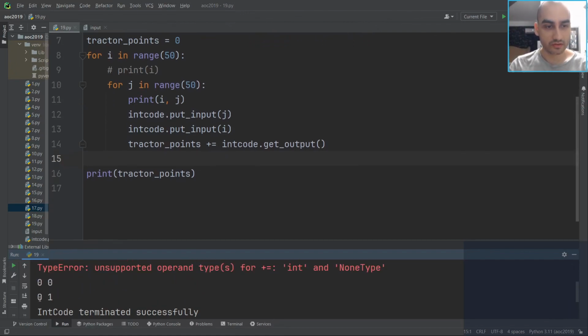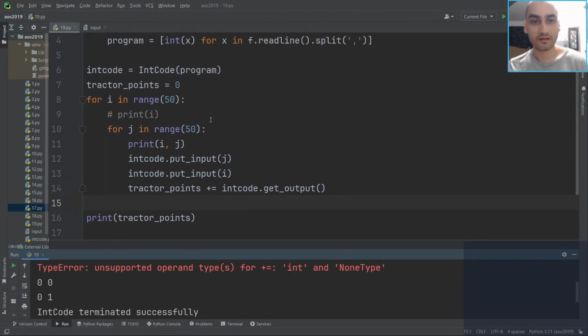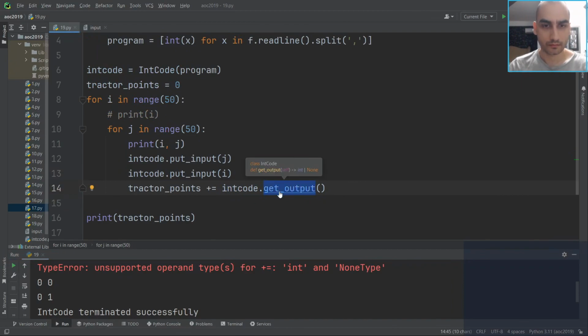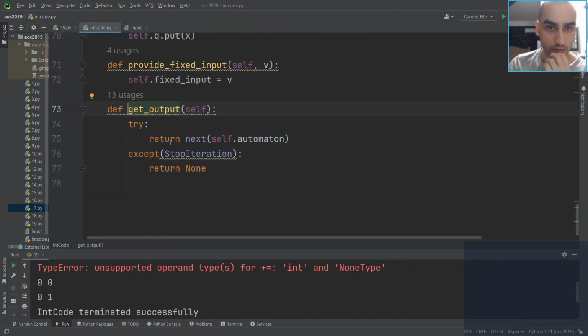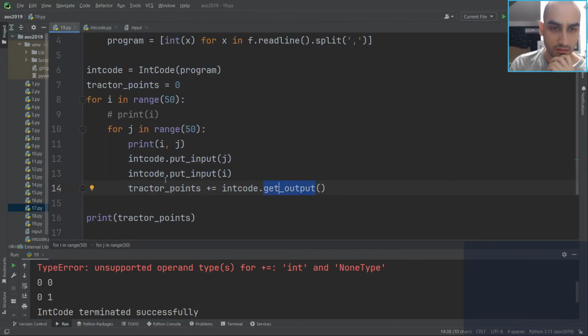Why didn't it go on to 0, 2? What? Code. Get output. So if it's faulty, it would return none. But we would just go on to the next.